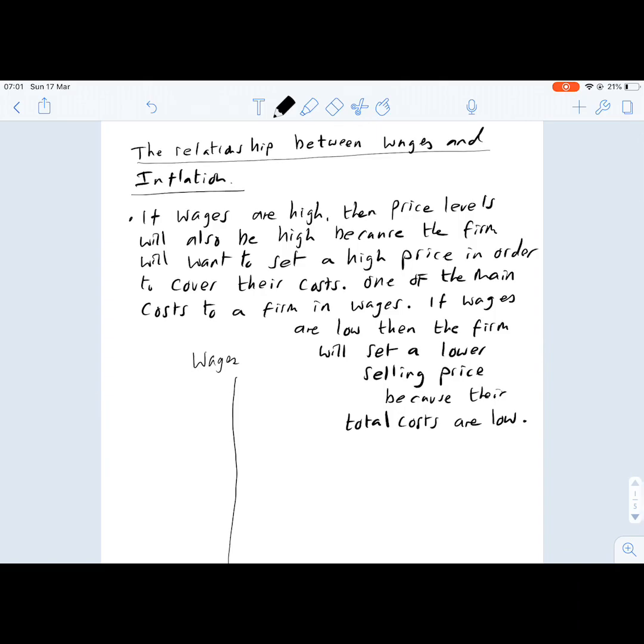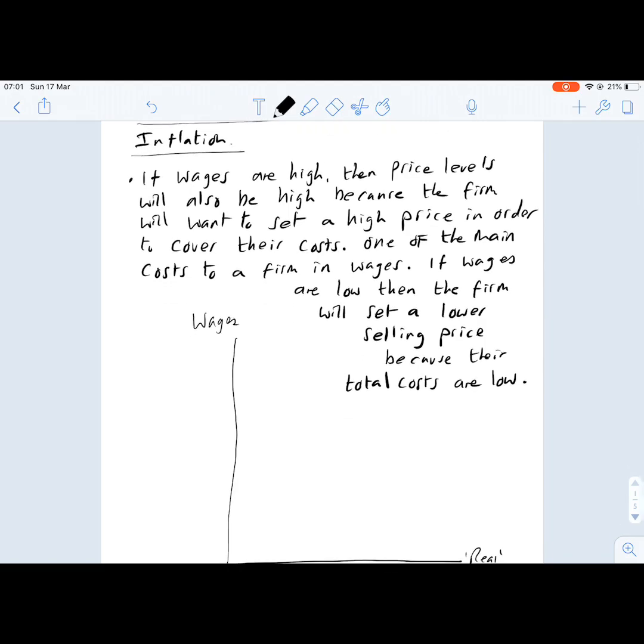If wages are really high, then price levels will also be high because the firm will want to set a high price in order to cover their costs. Wages are one of the main costs for a business. So if they have to pay more for wages, then economic theory suggests that they would increase their selling price in order to cover those costs. If wages are low, then the firm will set a lower selling price because their total costs are low. So there's no need to charge as much for the product if they don't need to cover as many costs when it comes to wages.